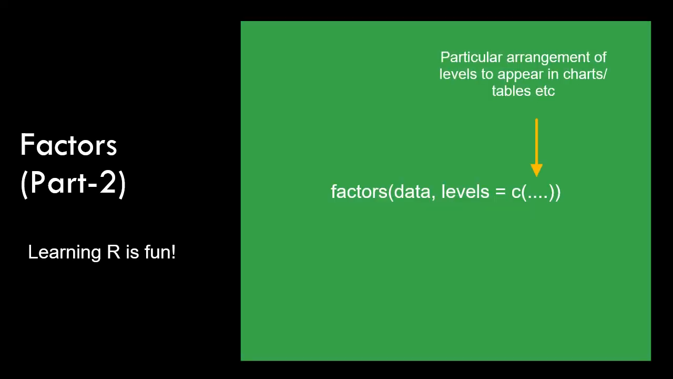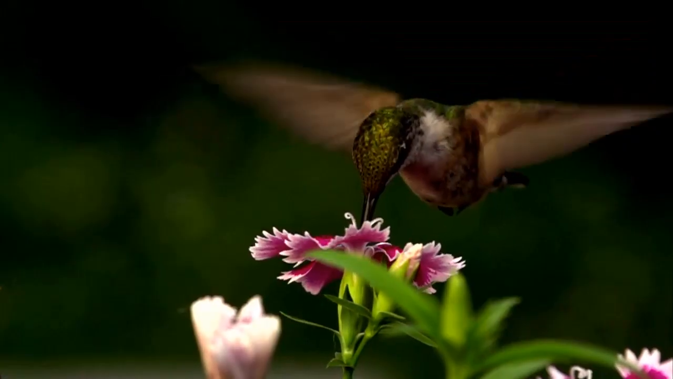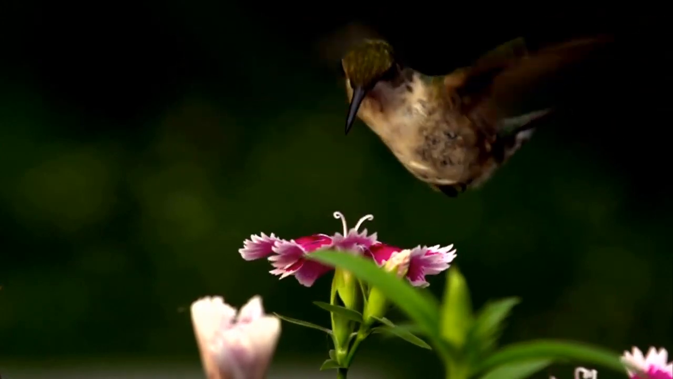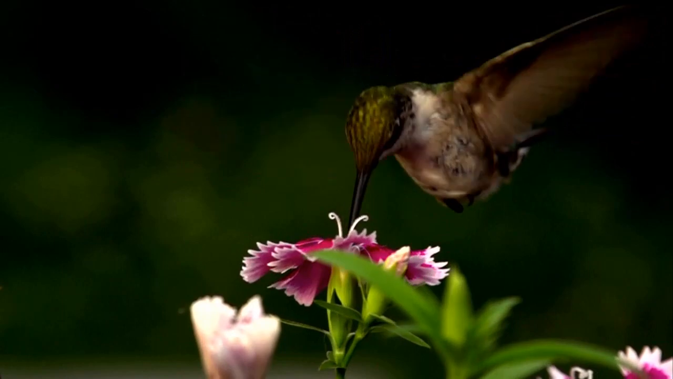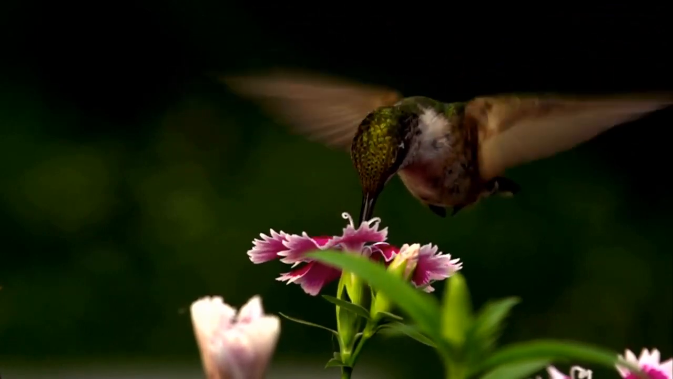We can give a particular arrangement of levels by using the levels argument within the factor function so that the data is displayed as we want. We can bring up a particular unique value as the first value to be displayed using the relevel function, which works with unordered factors only. In today's session, we will see why we need ordered factors, how to make them, and also how to generate levels while generating fictitious data.